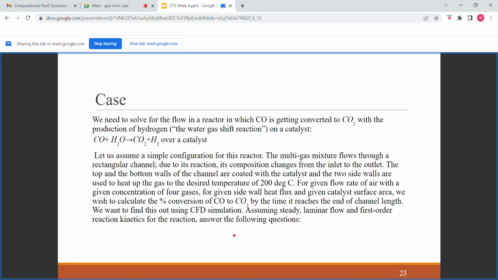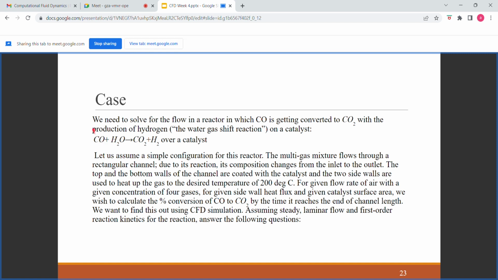So we'll just go through what are all the things that are given in this problem. The first thing is that it is a water gas shift reaction between carbon monoxide and water, giving carbon dioxide plus hydrogen. The multi-gas mixture, that is carbon monoxide and carbon dioxide, enters through the rectangular channel.